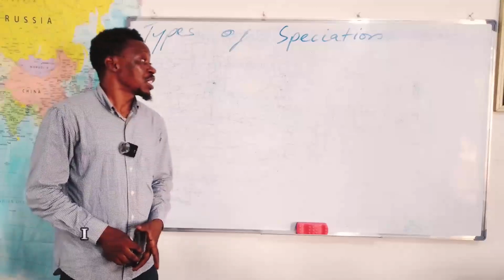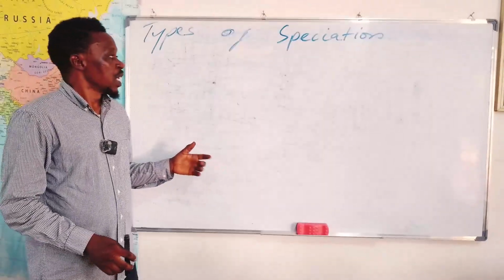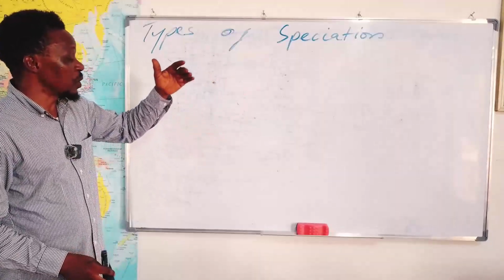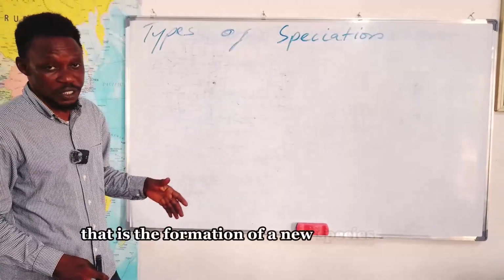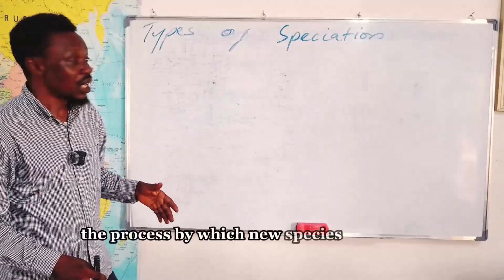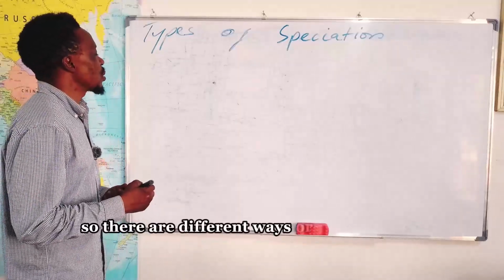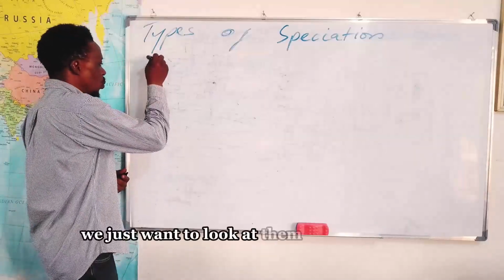Right about now, I shall be looking at types of speciation in our ongoing discussion. Speciation, we've established, is the formation of new species, the process by which new species are formed. There are different ways or pathways through which that could happen. We just want to look at them quickly.